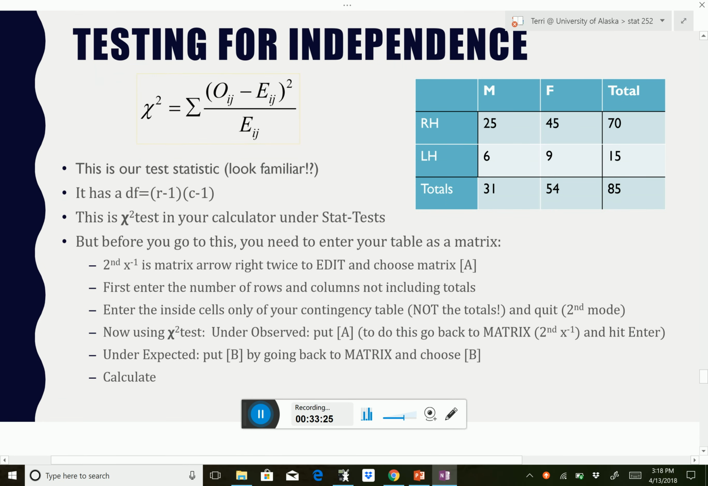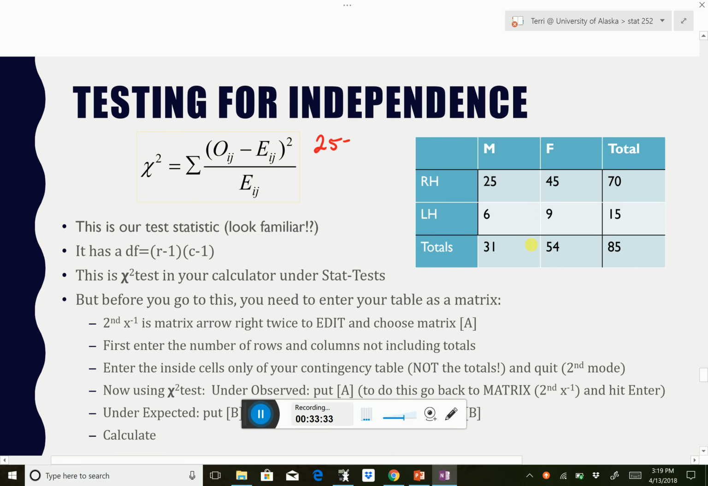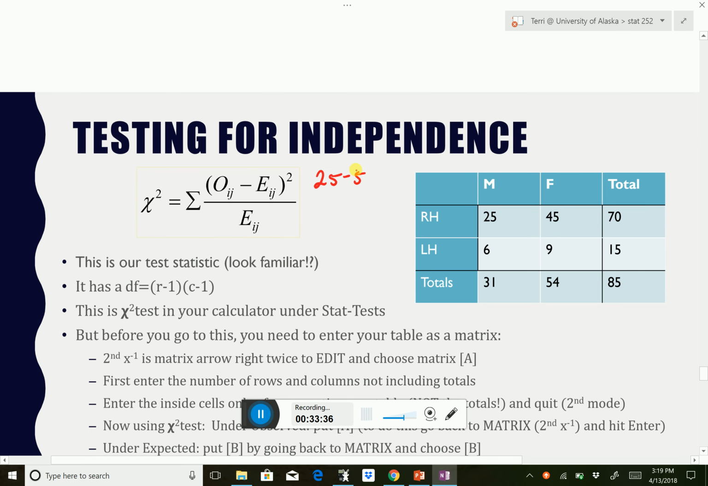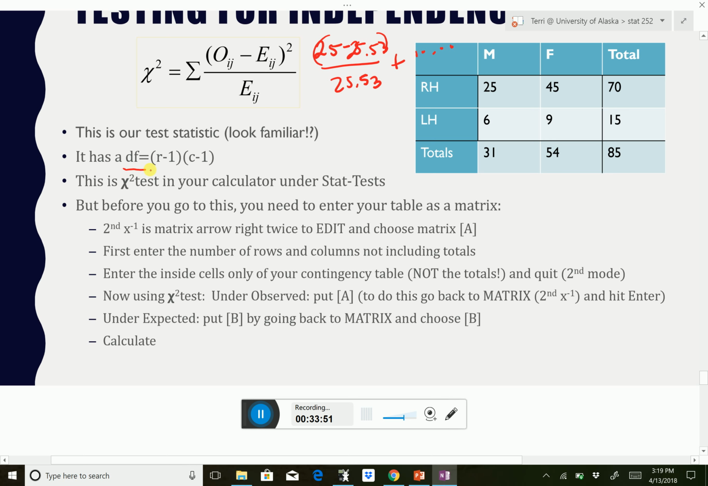So we do our chi-squared by, again, taking the difference between 25 minus whatever it was, 25.53, squared over 25.53, plus the rest of them. We would do all of them that way, and that's what our chi-squared would be. Now, our degrees of freedom is the number of rows, 2 minus 1, times the number of columns, 2 minus 1. So our degrees of freedom is 1 times 1, which is 1.